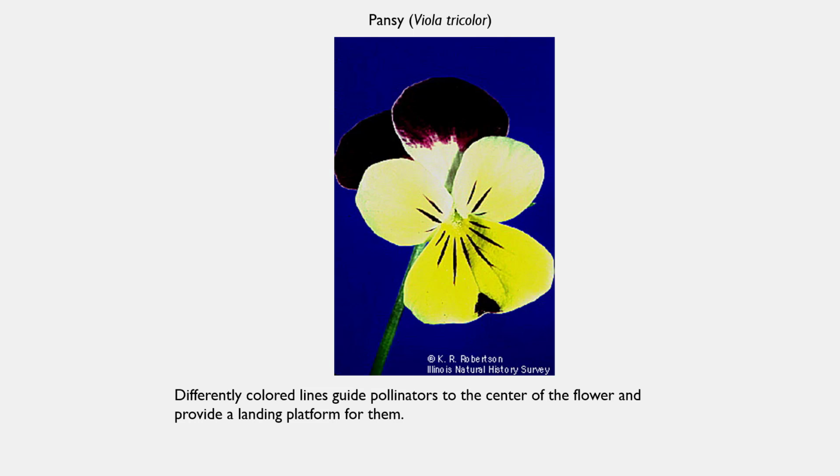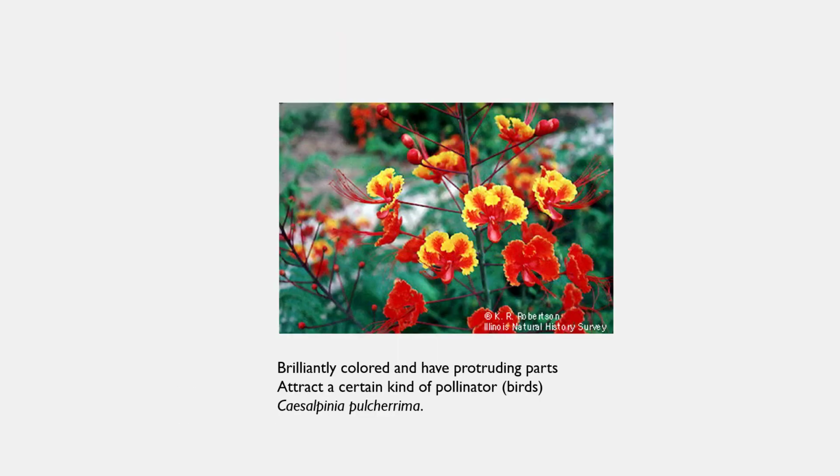Okay, so when you've got differently colored lines, it helps guide pollinators to the center of the flower and has a perfect landing platform for them. And there are some plants that are brightly colored with protruding parts so they can attract a certain type of pollinator, in this case, birds.